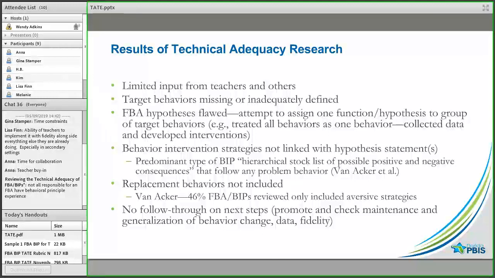What's interesting is they're all in different states and different regions of the United States. They all used very different instruments to do the evaluations, but they all came up with the exact same themes. And these are just some of the themes that they all agreed upon. They didn't see much input. So one of you said about the collaboration and time for collaboration, limited input from the teachers and others.